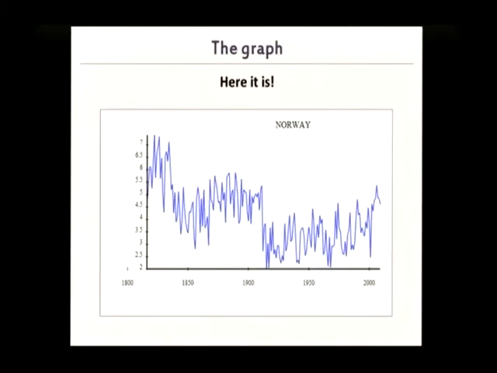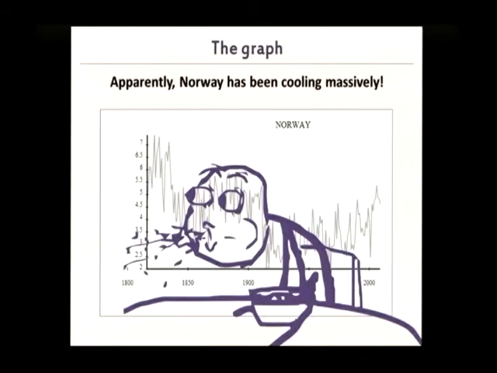So when I do this one, I get a graph like this. This is the graph of mean temperatures of all the stations in Norway over the years. And I looked at this and I'm like, my word, it's getting colder and colder in Norway. Of course, the data is not actually very legit, and you might wonder why it is.